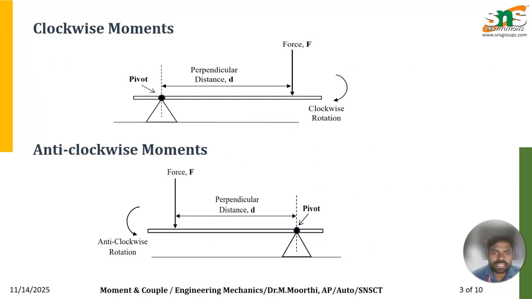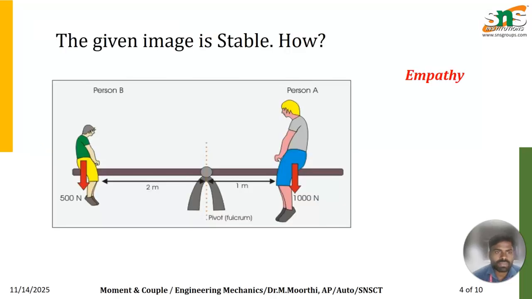As I said earlier, the rotation direction depends on whether the force is applied on the right side or the left side of the reference point. In the first diagram, the force is applied on the right side of the reference point, so it produces clockwise rotation. Likewise, in the second one, the force is applied on the left side of the reference point, and it produces anti-clockwise rotation. In this picture, we are going to discuss whether the system is stable or unstable.